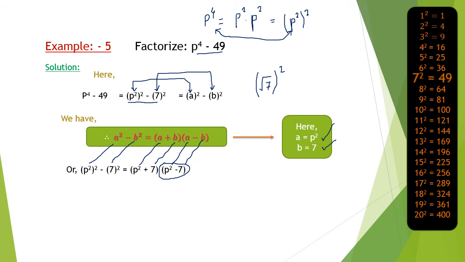So as a number, 7 is not a square of any whole number, so we have to conclude our question right here. P square whole square is p to the power 4. You can repeat the question right here, and this part is our answer. So we can proceed in this question, but there will be one question where we have to proceed further also.